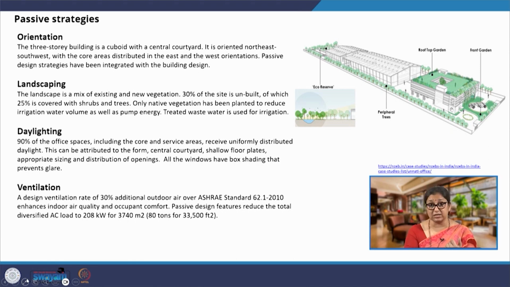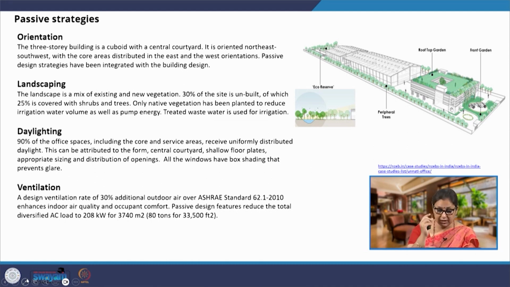1, orientation. So, the building has been oriented rightly so as to reduce the excessive heat gains in this climate. 2, landscaping. So, there is a mix of existing and new vegetation. 30% of the site has been retained as green, unbuilt, and they have covered 25% of the total site with shrubs and trees, all being native.